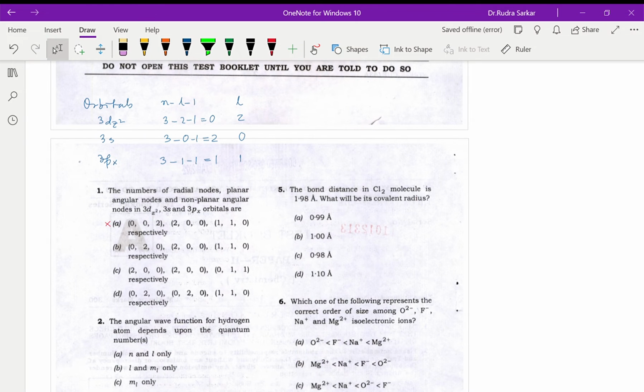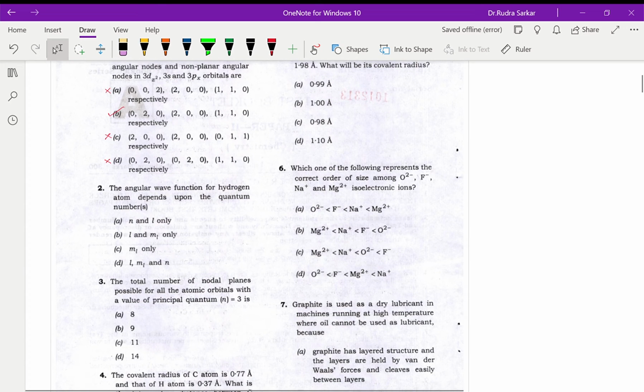For B, let's check. 0, then we have 2, then we have 1. For angular nodes, 2, then we have 0, and then we have 1. Okay, this looks to be the correct option. Next option you can see radial nodes for 3dz square, it's given 2, so it is incorrect. Again, for the next one we can see it is given 0. Over here it should be 2, but it is given 0, so also incorrect option. So answer should be B.